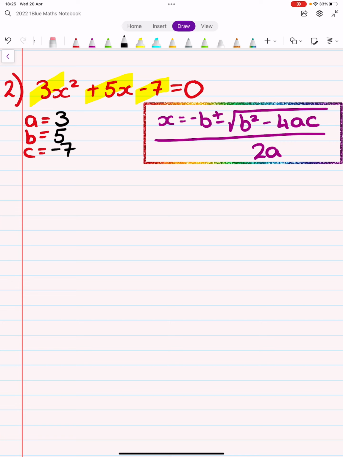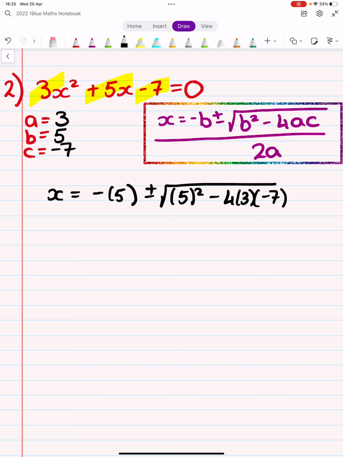All that's left now is for us to sub this in to the equation. So we get x equals minus b, which in our case is 5, so minus 5, plus or minus the square root of b squared, which is 5 squared, minus 4 times a, which is 3, and times c, which is minus 7. All over 2a, which is 2 times 3. Okay, let's keep working down.